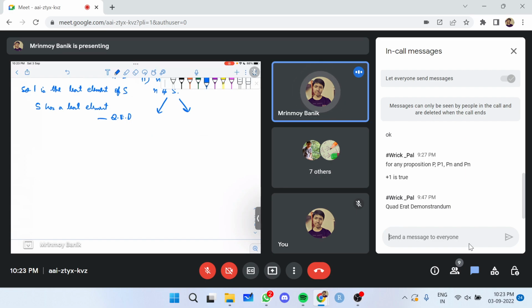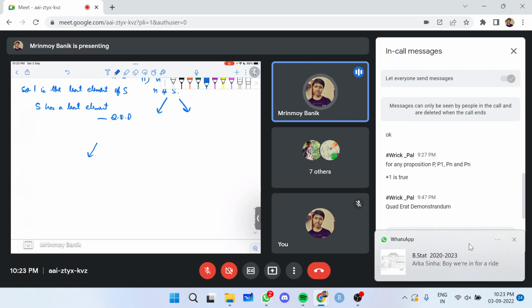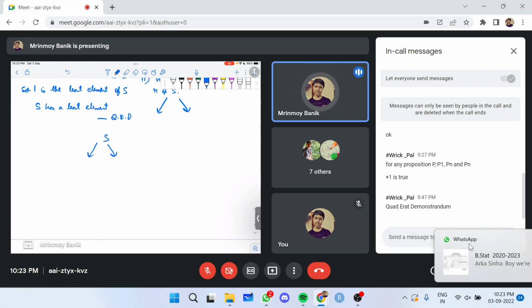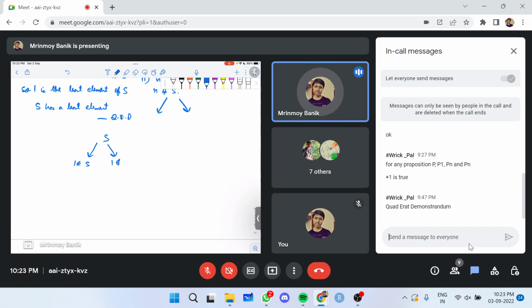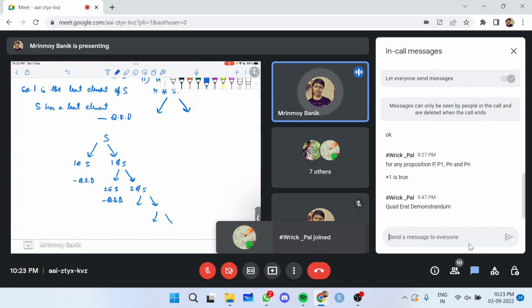Basically, you can take the set S, divide it, then you make a decision tree like this. This is 1 is inside S. This is 1 not inside S. If 1 is inside S, then we are done. 1 is the least element. If 1 is not inside S, we bifurcate it once more. Accordingly, 2 is inside S or not. If 2 is inside S, then we are again done. Since 1 is not inside S, 2 is the least element, and then further on.